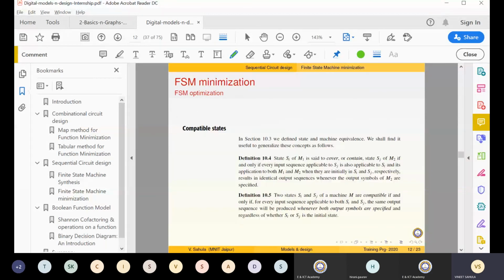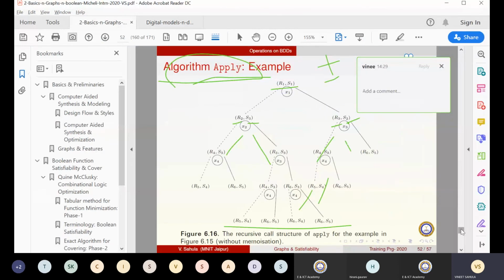Okay, so I stop here. You can go to Kohavi's book. The reference is there at the end of the slide. To learn to implement the hardware for FSM, please do it. And FSM optimization, 2 topics. Is it okay? So the back side of my slides contains the reference to it.